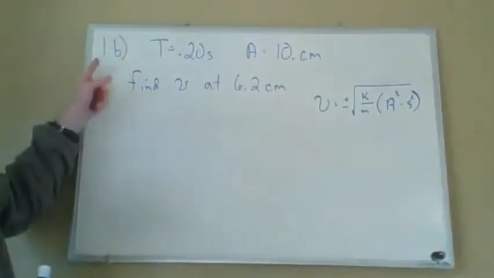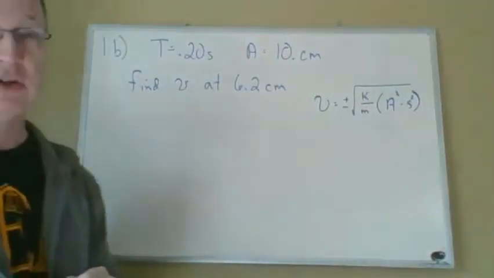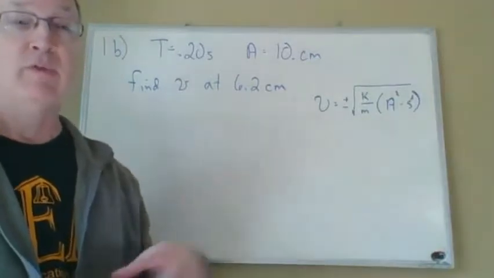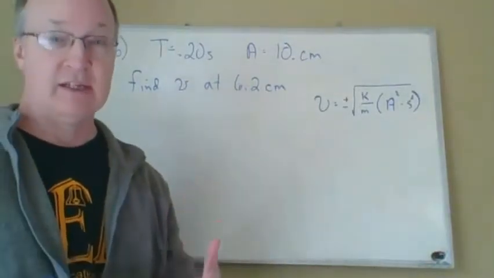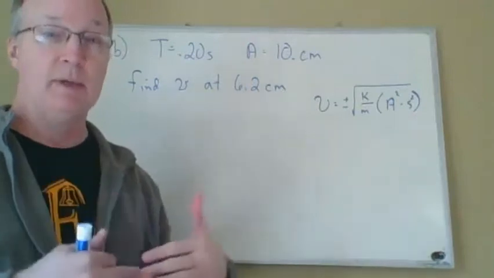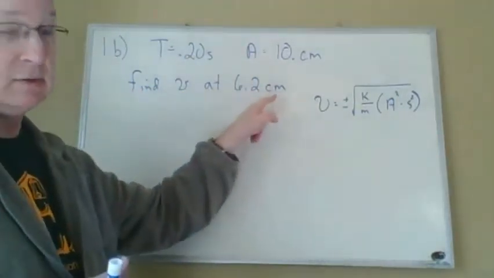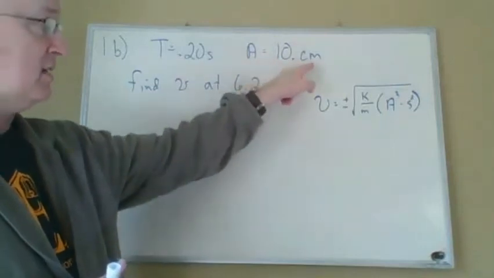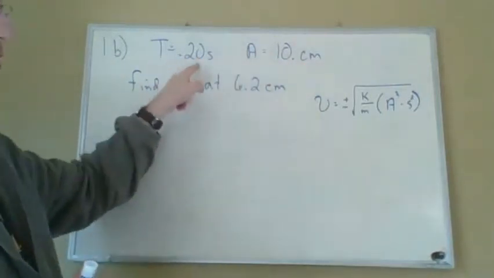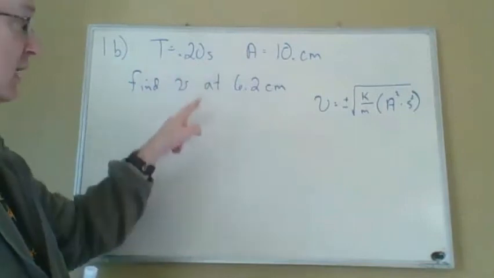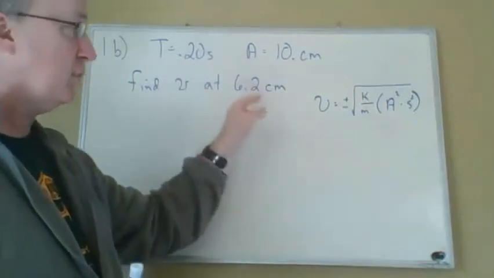All right, this is problem 1B on the worksheet. In 1A, we figured out the maximum velocity of a mass spring system. In 1B, it says, find the velocity at 6.2 centimeters. The amplitude we know is 10 centimeters. The period is 0.20 seconds. And it says, find the velocity at 6.2 centimeters.